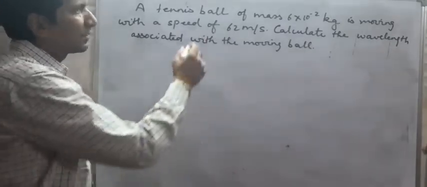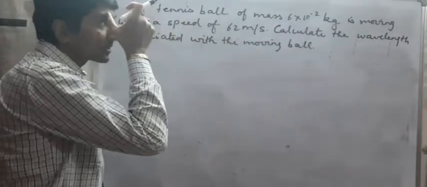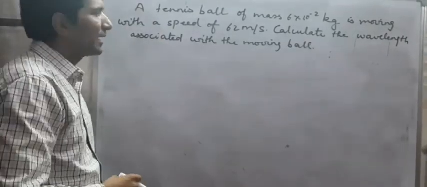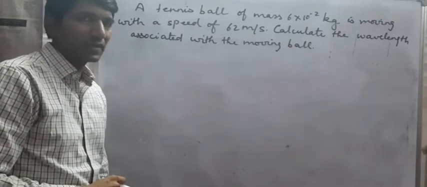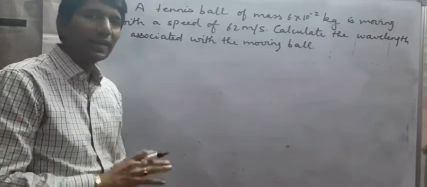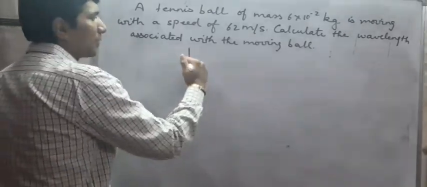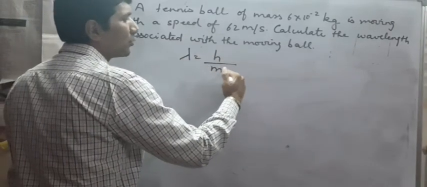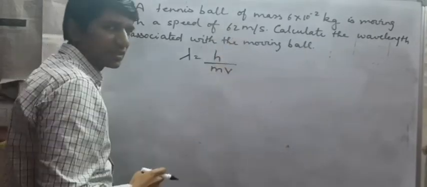So here what we have been given is a tennis ball of mass 6 into 10 to the minus 2 kg moving at a speed of 62 meters per second. What is the wavelength associated? Now this is a direct formula based question. So we will write lambda is equal to h upon mv, because the velocity is not the speed of light.